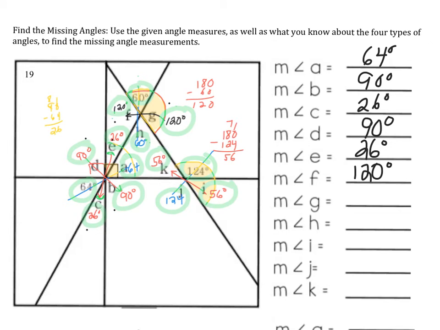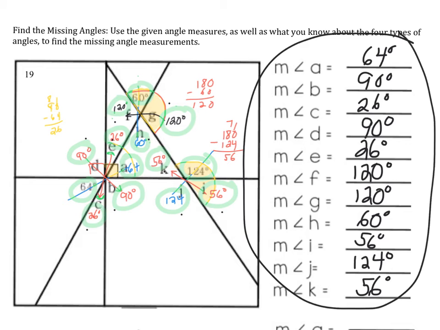angle G right there, 120, angle H right here, 60, angle I right here, 56, angle J right next to it, 124, and angle K, 56. So if you don't have your paper to copy this all down, this is what you should have written on your paper to turn in to Miss Strobel.